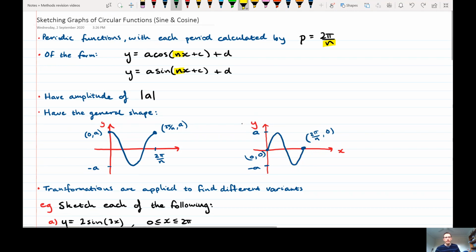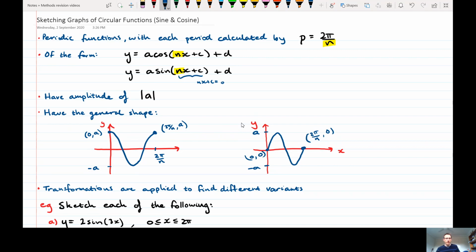They have the general equations here. The value of a at the front gives us the amplitude of our graphs. Our amplitude is given by the absolute value of a. It's called the absolute value because we don't want negatives. Sometimes you might have -3 at the front, but that just means that the amplitude is 3. This d, as always, gives you a vertical translation. If a is negative, it flips it upside down. And if you solve nx plus c equal to 0, you'll find your horizontal translation.